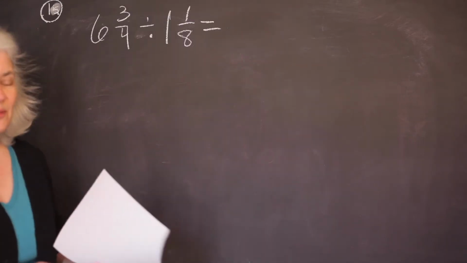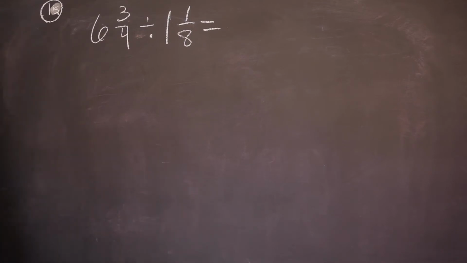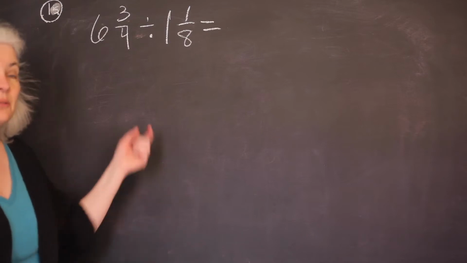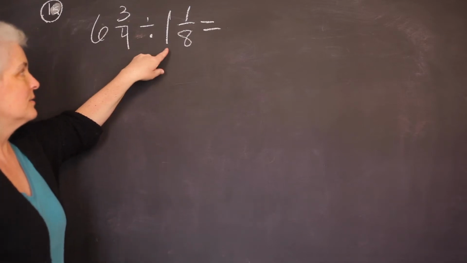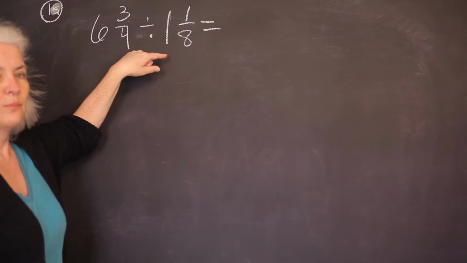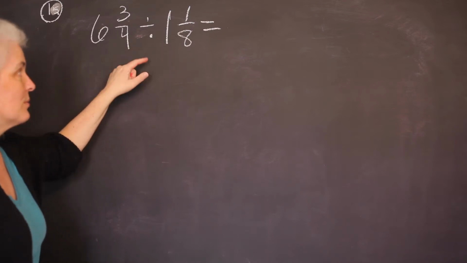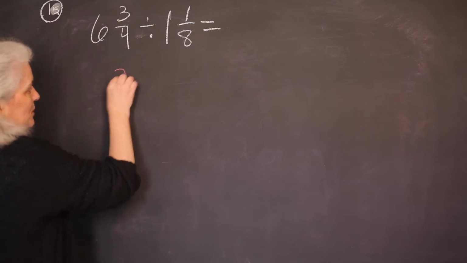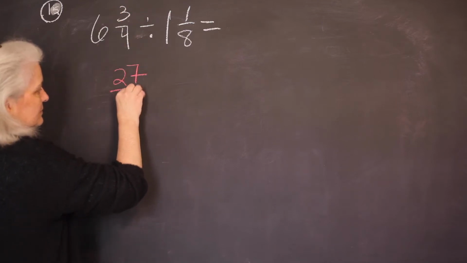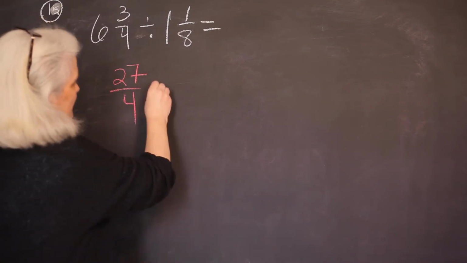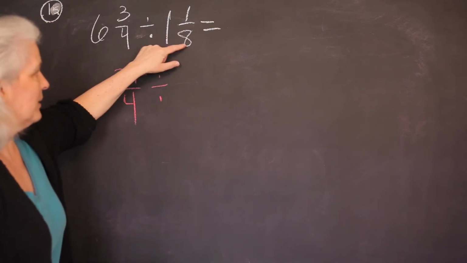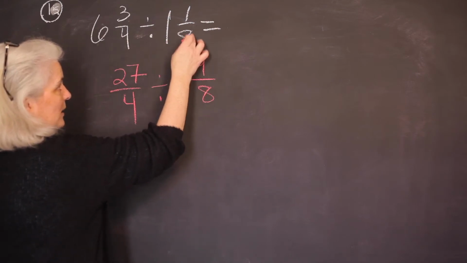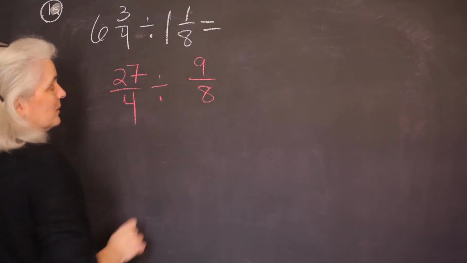Okay, this is problem number 15, which is 6 3/4 divided by 1 1/8. The first thing I need to do is, it's very difficult to do operations with multiplication and division with mixed numbers, so I want to change these into fractions. 6 times 4 is 24, plus 3 is 27/4. And that's divided by 1 1/8, which is 9/8. Right? 8/8, because 1 times 8 is 8, plus 1 is 9.